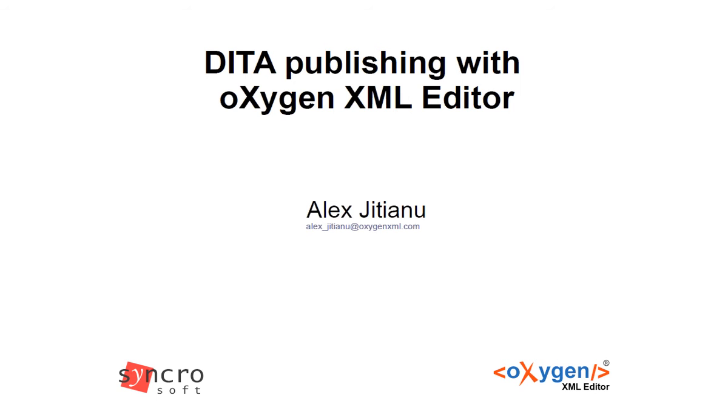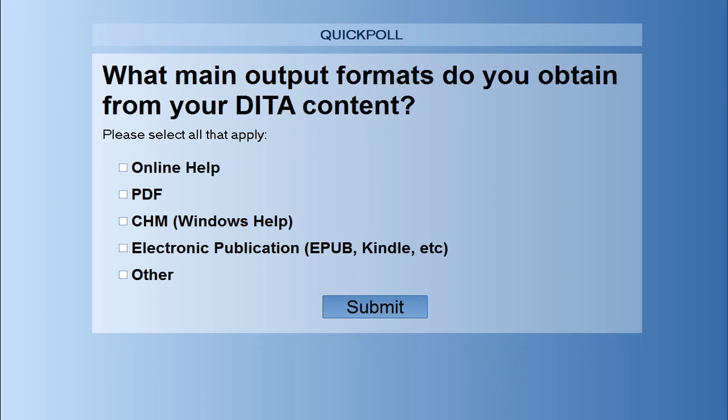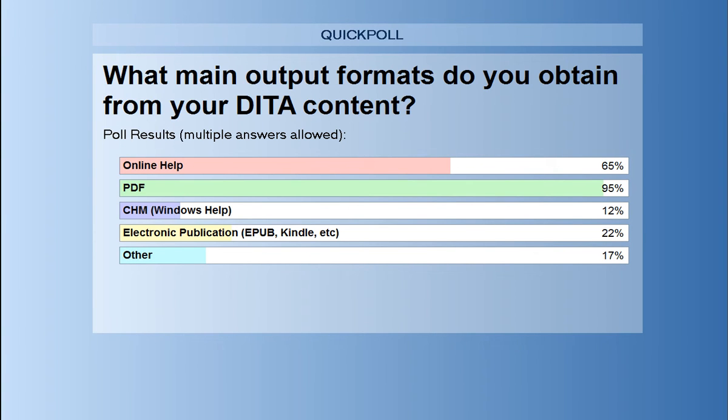We created 2 polls for today, and I'm gonna launch the first poll. What main output formats do you obtain from your DITA content? You can have multiple answers. We are interested as developers to know about what future improvements we should make, and on what specific branch of this DITA publishing business we should orient more resources. So I will wait a couple of seconds for all of you to vote. Okay, I'm closing this poll. Let me share the results with you. Lots of people are still considering PDF as their main publishing format, followed second by online help.